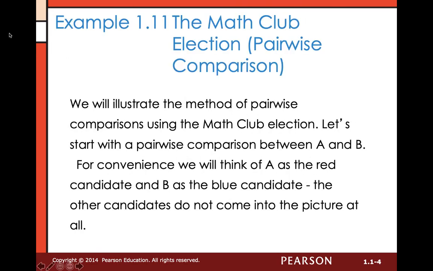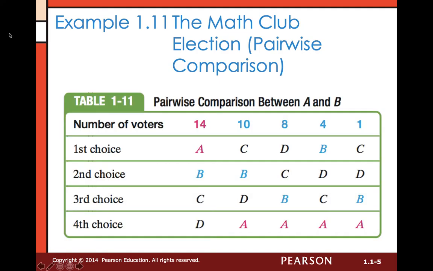Okay, so to illustrate this, we're going to do the pairwise comparison for the math club election. We're going to start by comparing A and B. We're going to think of A as the red candidate, B as the blue candidate, that way we can more clearly see it. The other candidates will not come into the picture at all. So in other words, on this screen, C and D do not matter. You could even cross them off. They don't matter whatsoever. We are going to focus on A and B.